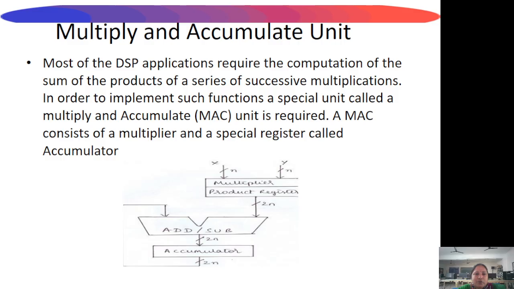MAC units reduce instruction count. They also reduce memory access overhead. This makes DSP processors highly efficient. MAC units are the heart of DSP architecture. Almost every DSP application relies on MAC operations.